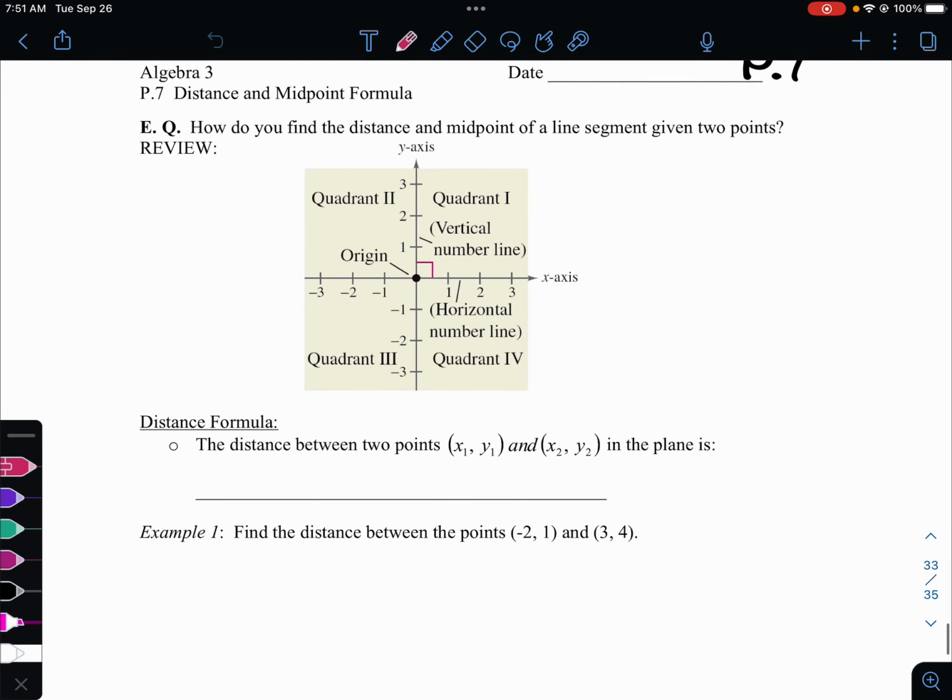Today's lesson is on distance and midpoint. So this should be a pretty easy review lesson from geometry. So let's get started. The first thing you can see is that I have all 4 quadrants listed for you so that way you can remember.